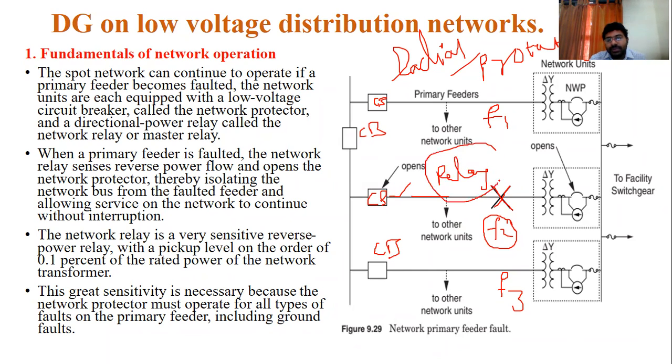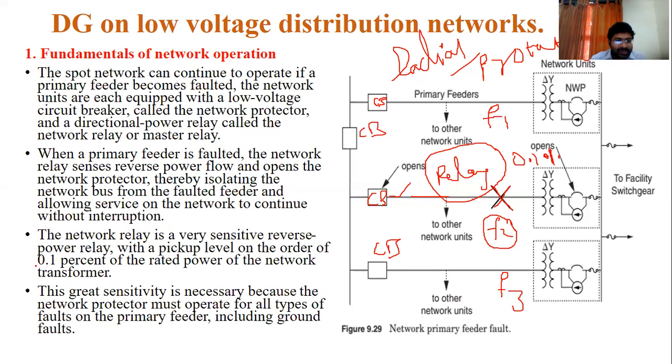In this type of network, the relay setting is very sensitive. That sensitivity level is 0.1%. Sorry, this is a very high sensitivity level, a very high sensitivity value.